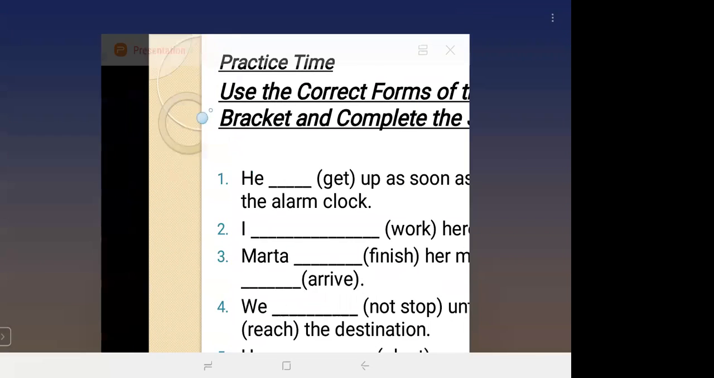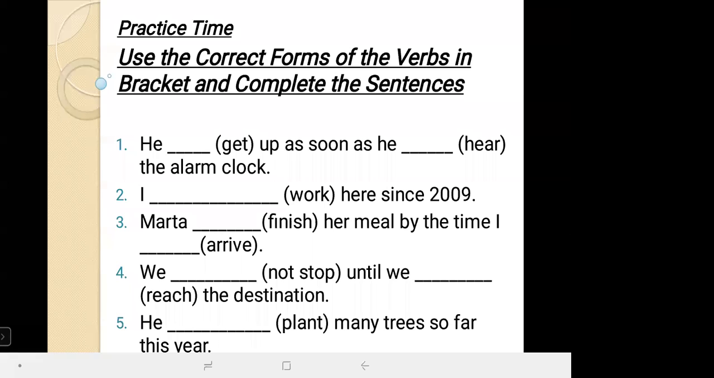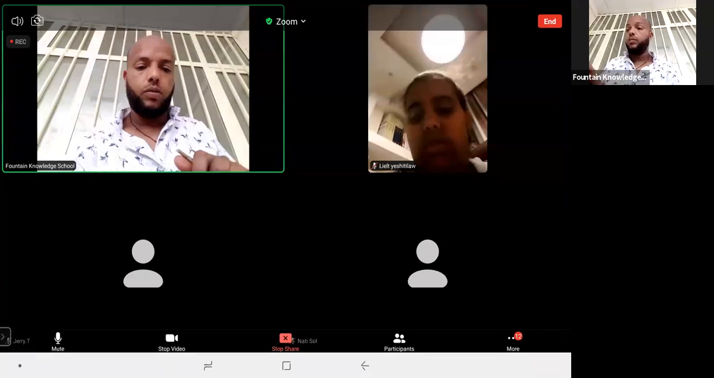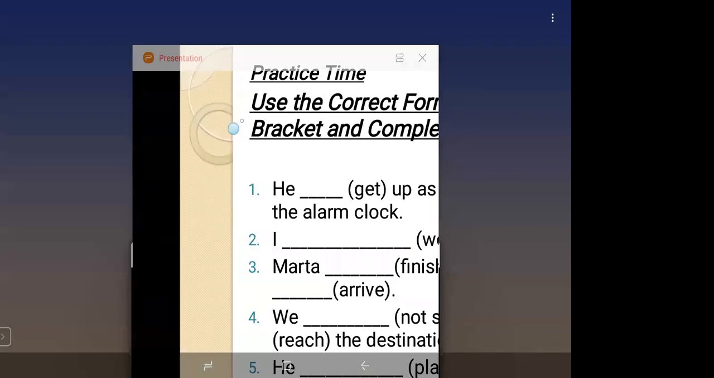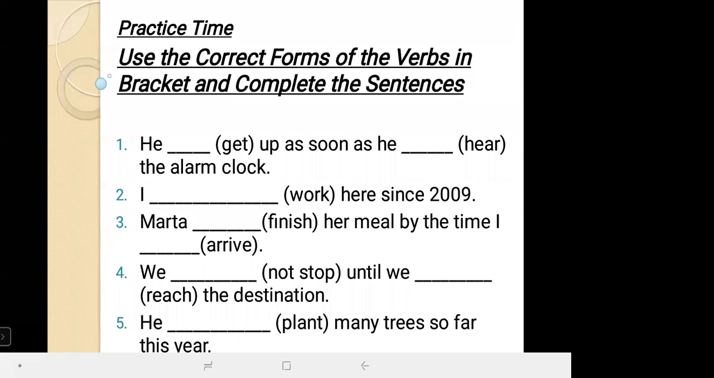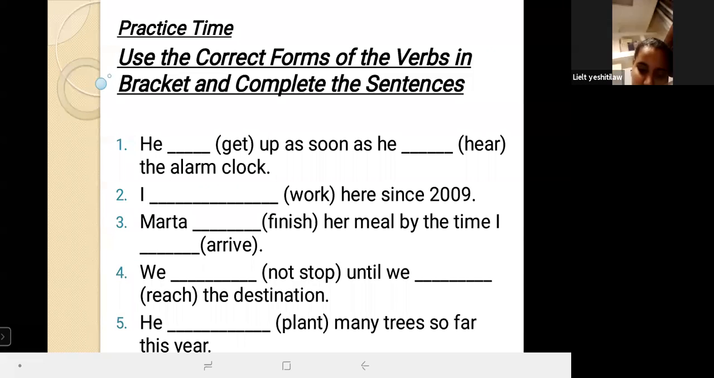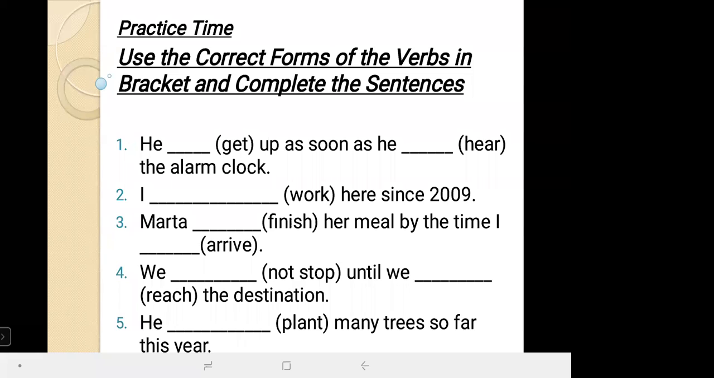Is there any question? It's clear, yes? Students, do you have any question on the exercise? It's clear, yeah? Okay, good. Finish up. You have 5 minutes to finish up.